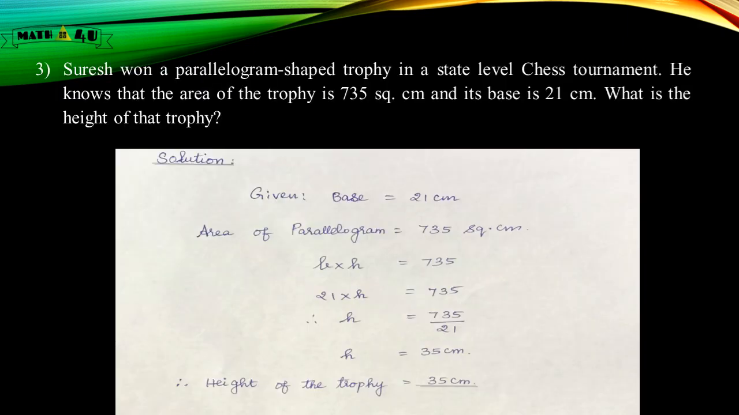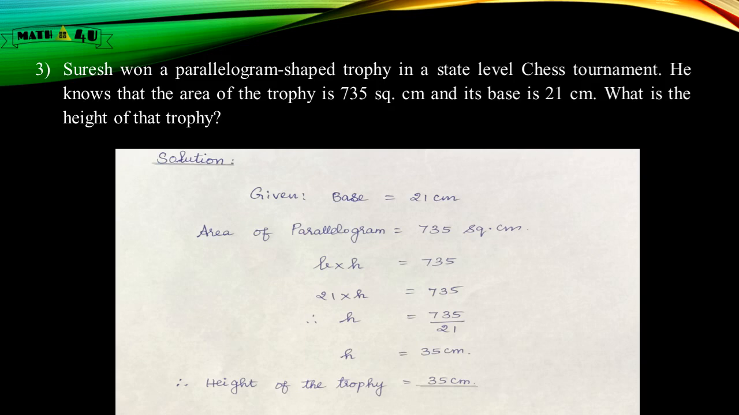Next, Suresh won a parallelogram shaped trophy in a state level chess tournament. He knows that the area of the trophy is 735 square centimeter and its base is 21 centimeter. What is the height of the trophy? Base is given, area is given. You are asked to find the height of the trophy.